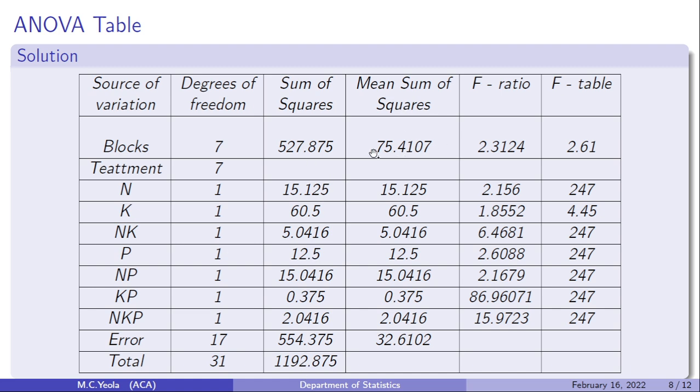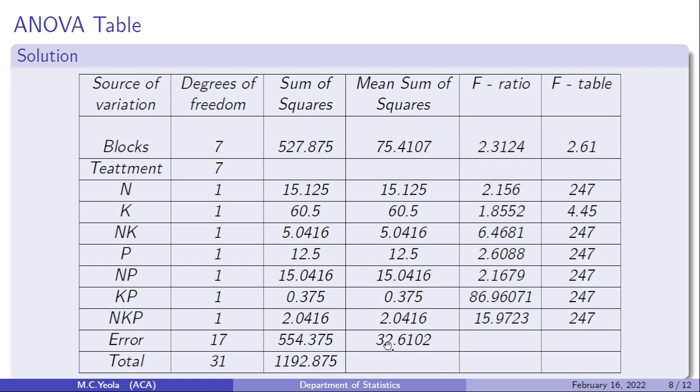Mean sum of square can be obtained by sum of square divided by its corresponding degrees of freedom. This divided by this gives this value; this by 1 gives the same values; this divided by 17 gives this one. Then we obtain the F ratio. How do we get the F ratio? The mean sum of square related to the corresponding factor is divided by the mean sum of square due to error. So this divided by 32.61 gives this one.